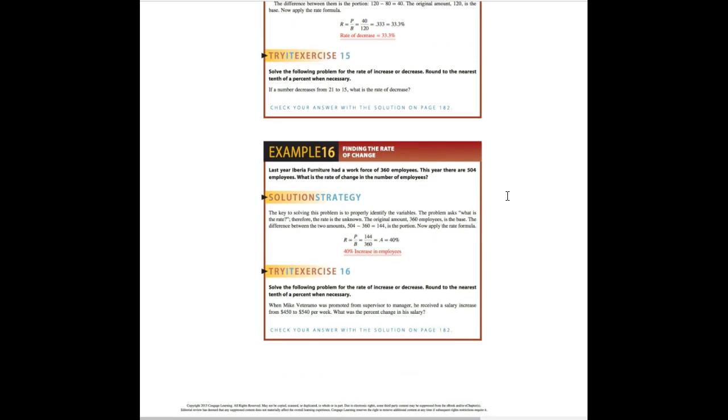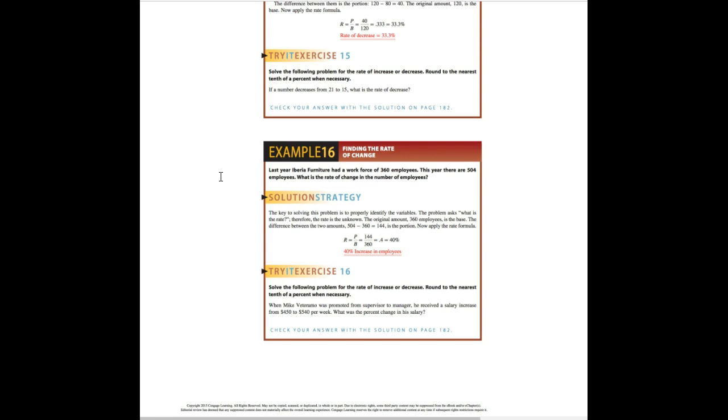We're going to look at finding the rate of change now in example 16. So last year, Iberia Furniture had a workforce of 360 employees. This year, there were 504. What is the rate of change in the number of employees? So the most important thing is to identify your variables in this problem. It asks, what is the rate? So our R, the rate, is our unknown.